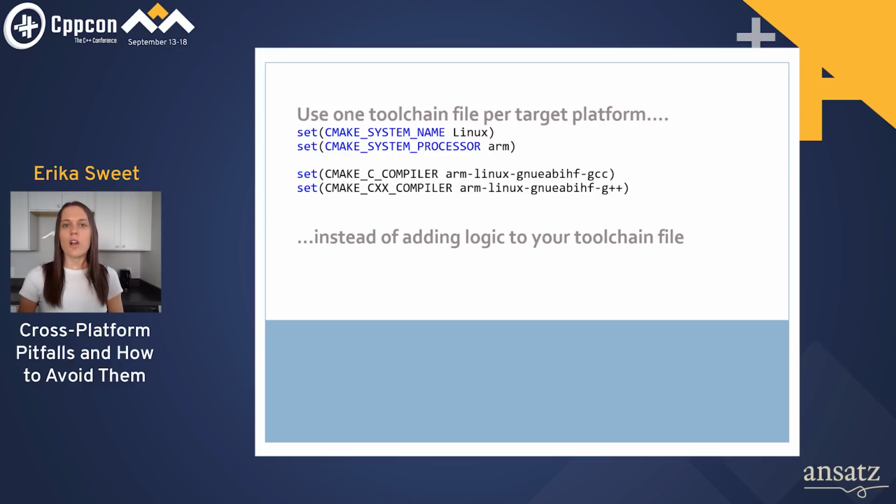And lastly, cross-compilation with CMake can be pretty straightforward, but a lot of folks tend to over-configure their toolchain files. So the recommendation is to use one toolchain file per target platform and avoid adding logic to your toolchain file. This example that I have here is one of the most simple toolchain files that you can author, but it still gets the job done. All I'm doing is setting my target system and architecture and then picking my compilers.